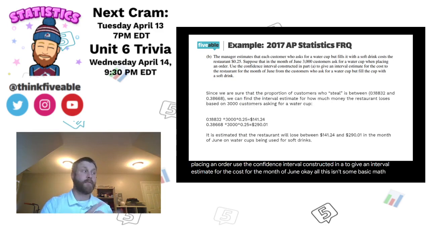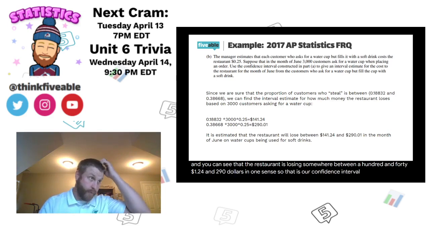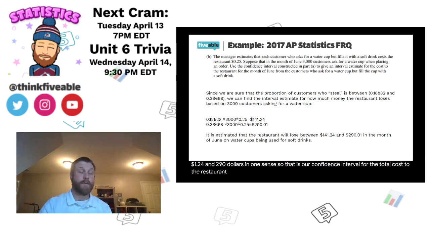So take your confidence interval from part A, 18 to 38%, and then you're going to basically multiply that by 3,000 customers. That gives you the raw number of customers who stole a soft drink, somewhere between those two numbers. And then for each customer, that's 25 cents. So also multiply those numbers by 25 cents. And you can see that the restaurant is losing somewhere between $141.24 and $290.01. So that is our confidence interval for the total cost to the restaurant from people stealing soft drinks.